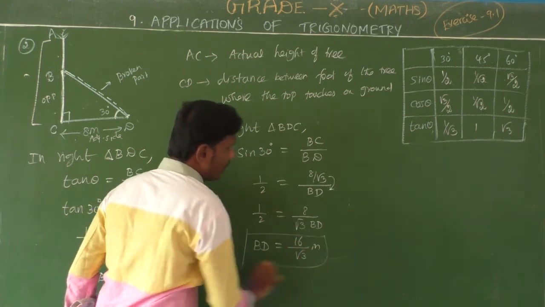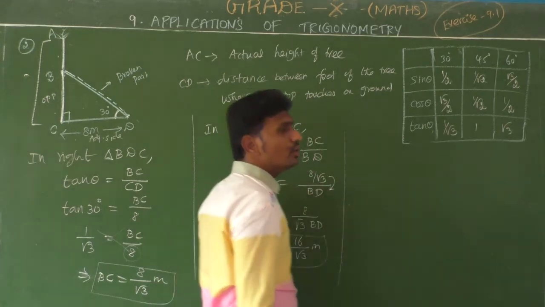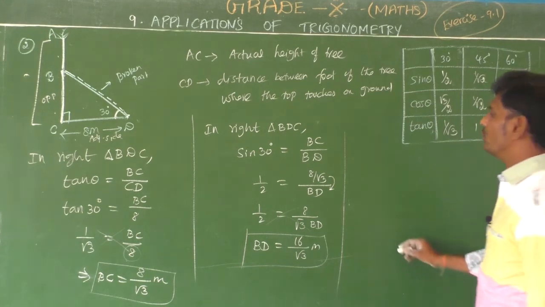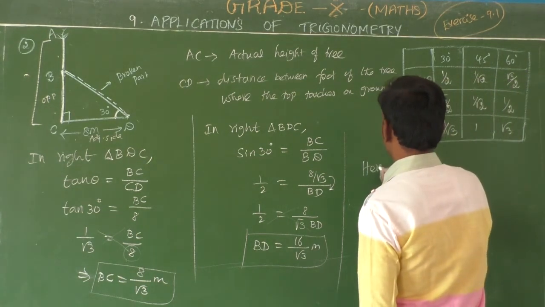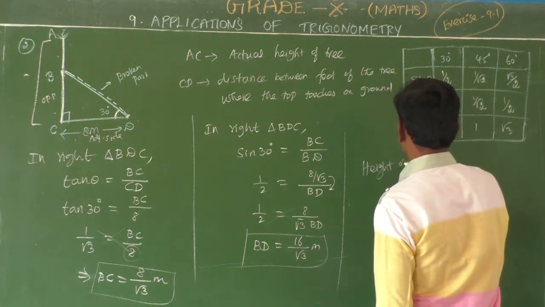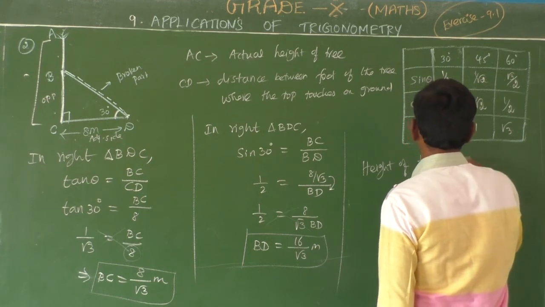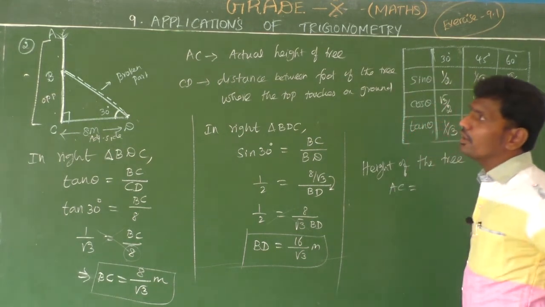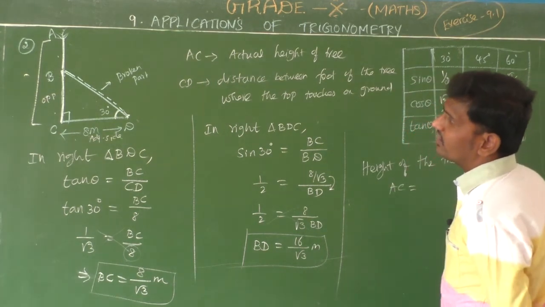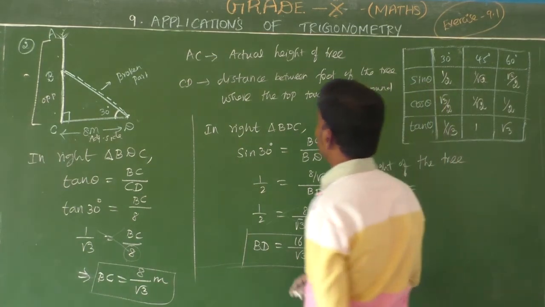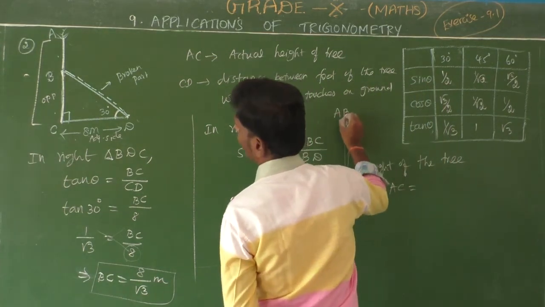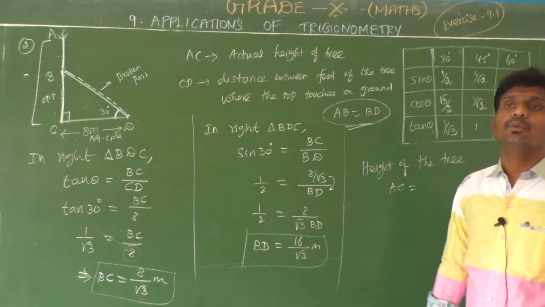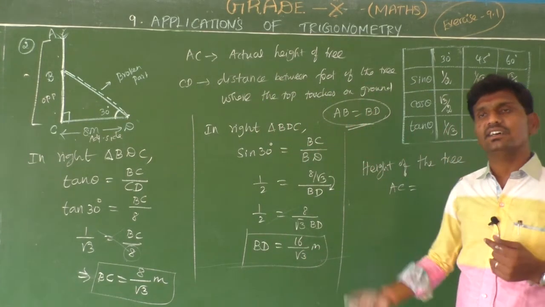Now what is the value of BD? 16 by root 3 meter. Yes student? Okay. Now I am going to take the height of the tree. The actual height of the tree is AC. So AC we are going to calculate using AB. And one more thing here, AB and BD are both the same. Why? Because the broken part only touches the ground like that.